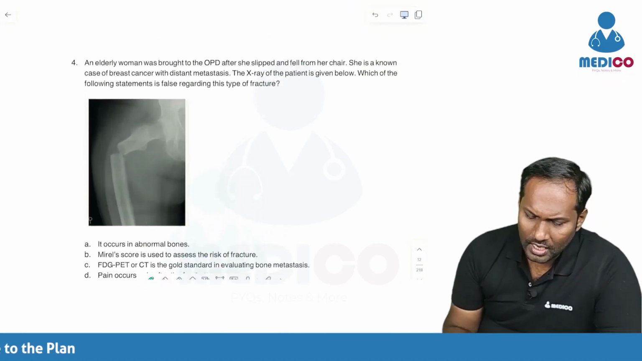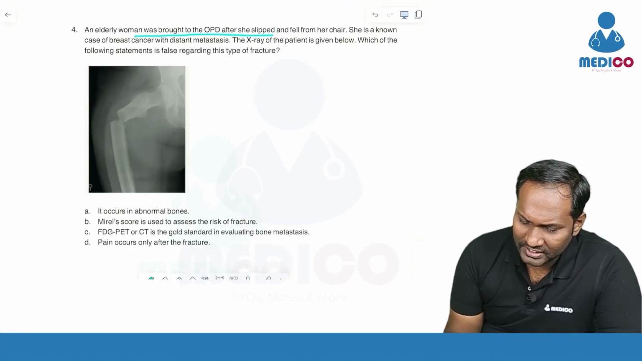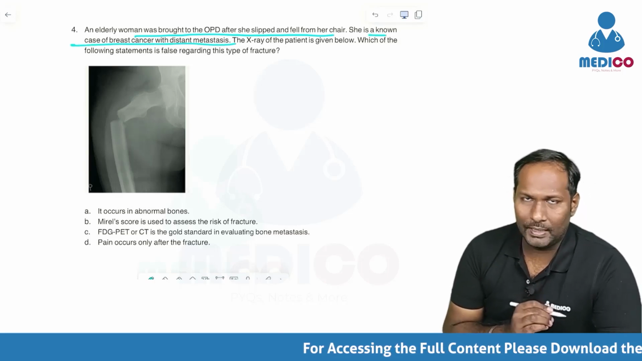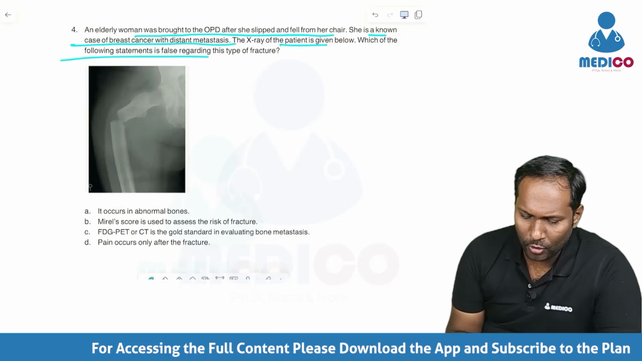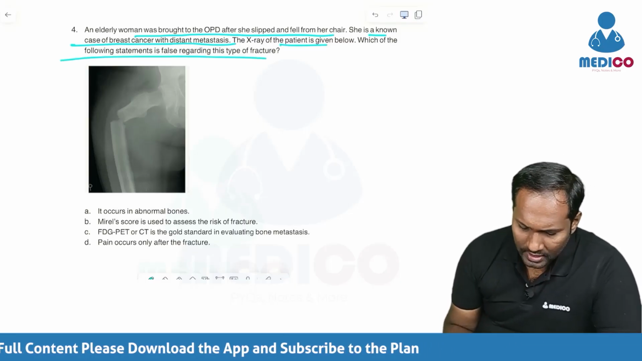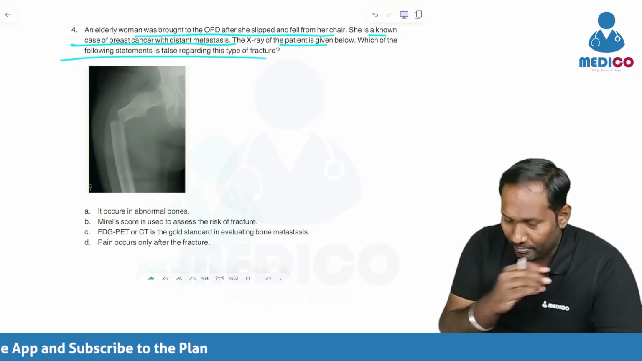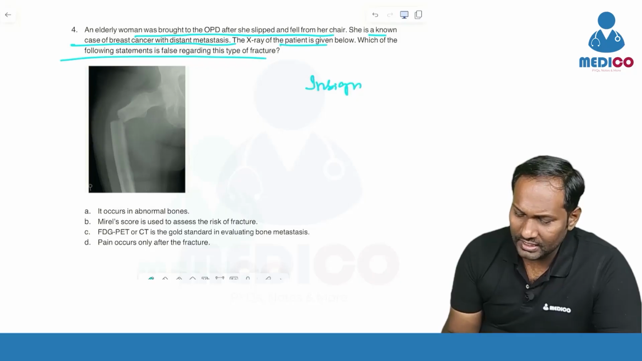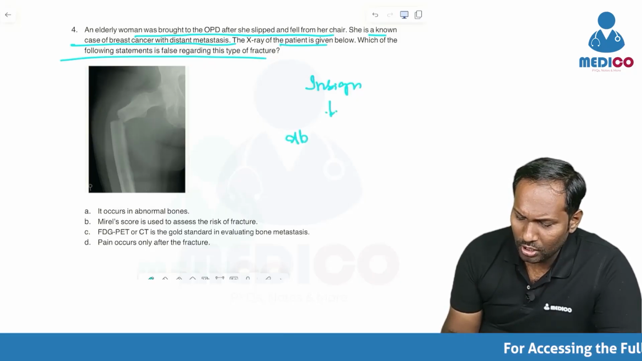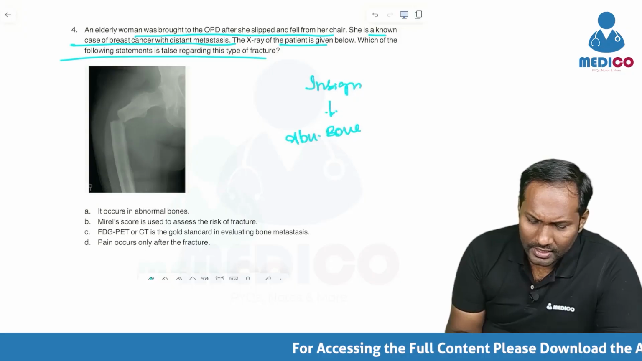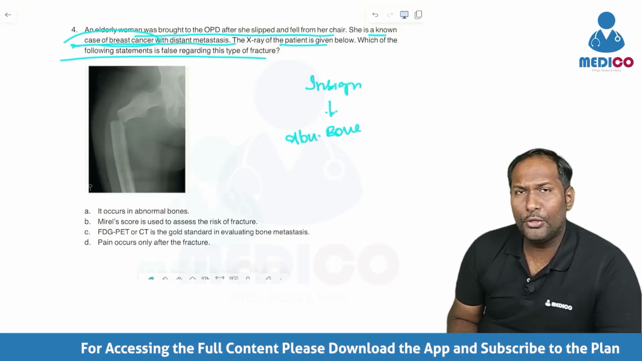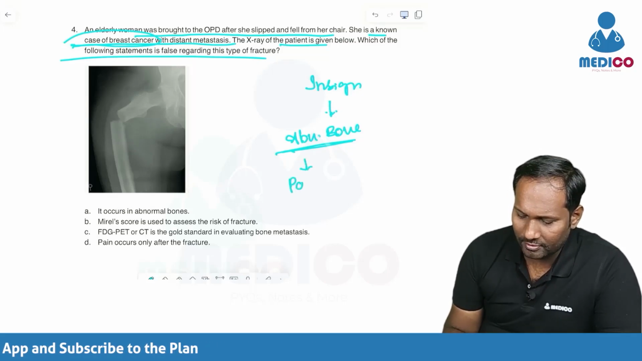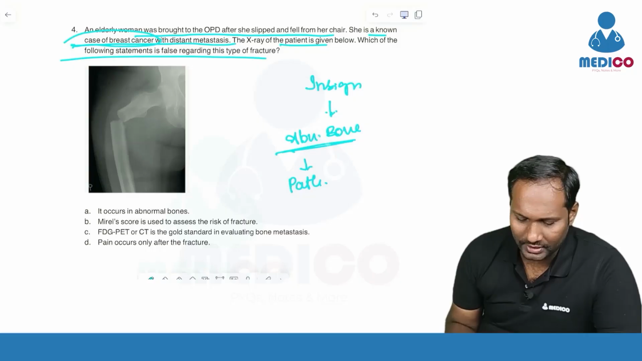All right, next question. An elderly woman is brought to the OPD after she slipped and fell from her chair. She is a known case of breast cancer with distant metastasis. The X-ray of the patient is given below. Which of the following statements is false? Previously, when I discussed insignificant trauma, so just slipping and falling from a chair, insignificant trauma on an abnormal bone. It's a case of breast cancer. I already told you tumor bones are an example of abnormal bones. In that case, what do you expect? A pathological fracture.